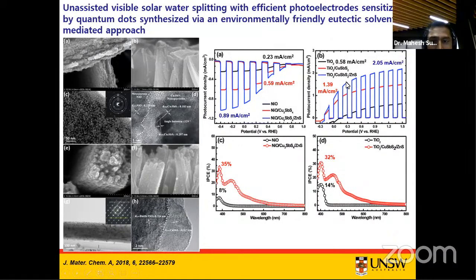So what we achieved: the NiO showed a very low photocurrent density of about 0.23 milliampere per centimeter square, which improved to about 0.59 milliampere per centimeter square after sensitization with the Cu3SbS4 phase, or the composition quantum dots or nanocrystals, and improved again to about 0.89 milliampere per centimeter square after zinc sulfide passivation. In the case of the photoanode, we again observe a similar trend.